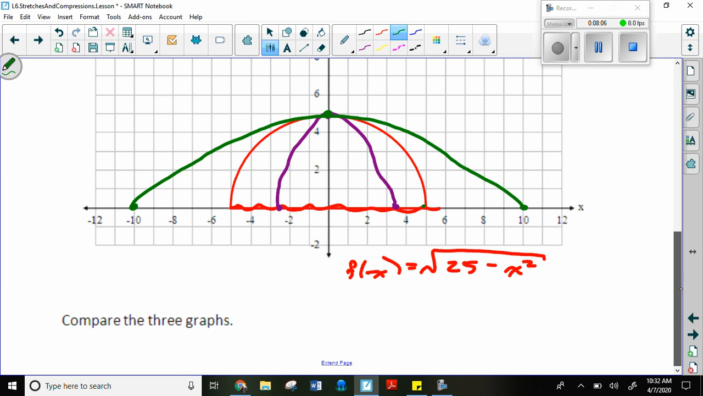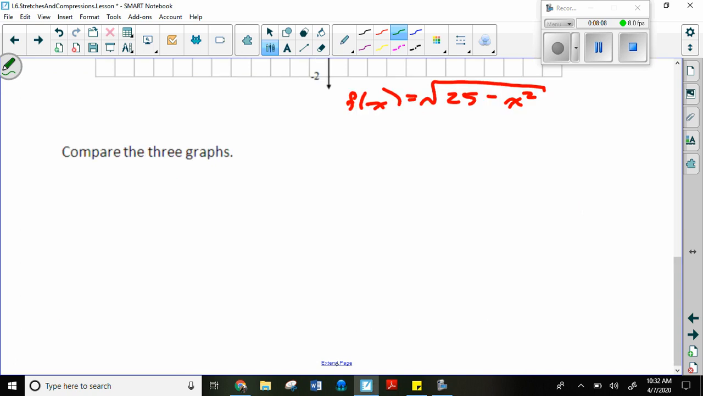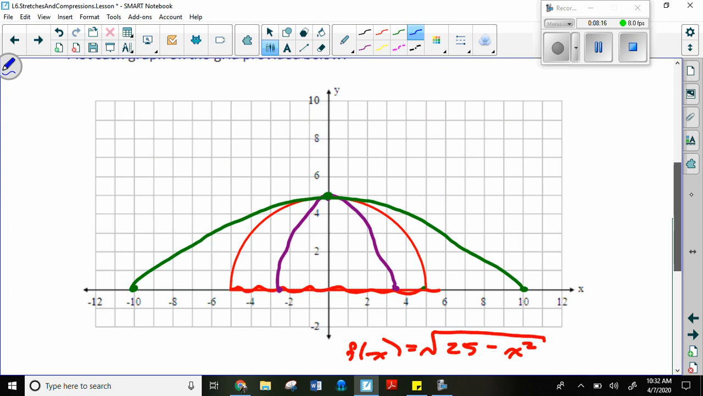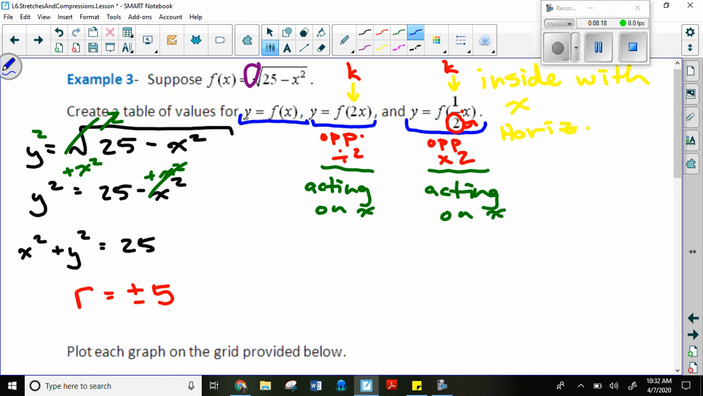So compare the 3 graphs. Okay. Well, I don't even have to write up here. I have enough written up here that explains comparing the 3 graphs. And that's a long video.